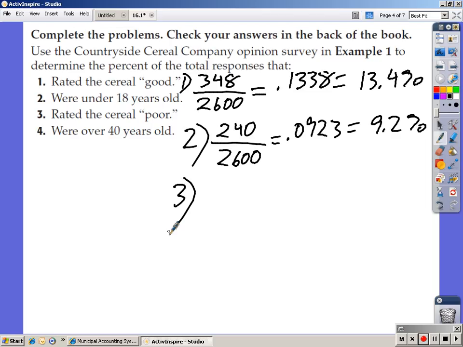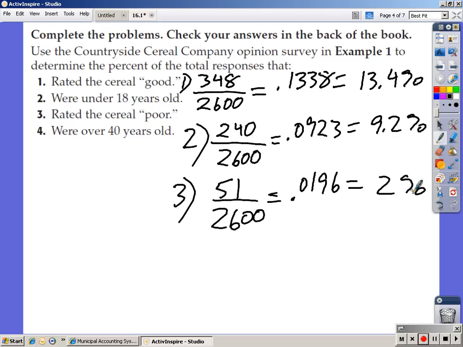Number 3 wants to know they rated the cereal poor. There were 51 people that rated the cereal poor out of 2,600. 51 divided by 2,600 is 0.0196. That's going to round up to 2%.